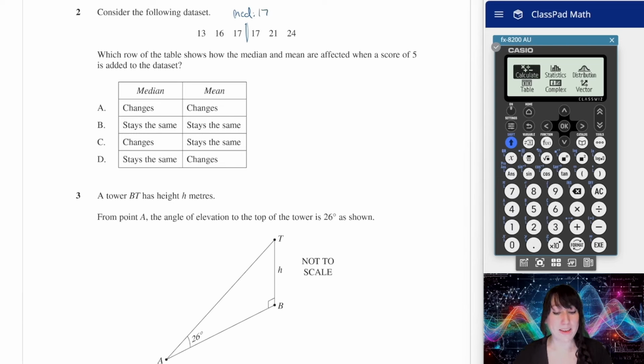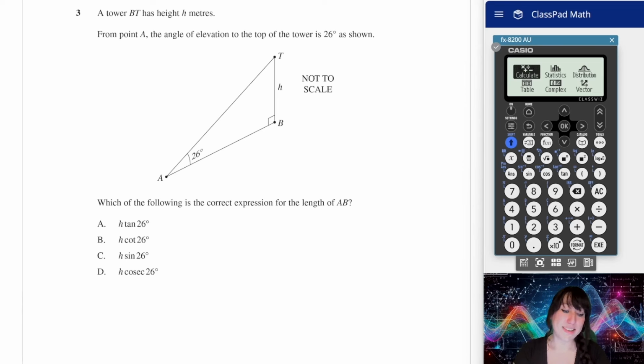Now, if we add a score of 5, it would be the lowest score in the set. So it would go here, and the median would then become the score in the middle, which is this score, which is also 17. So by adding 5 to the data set, the median doesn't change. Now with the mean, 5 is definitely going to be below the mean because it is lower than the rest of the scores. The calculation for the mean includes all of the scores in the dataset. And so unless we're adding a score that is the same as the mean, then by adding a new score to the set, it will change the mean. So the correct answer will be D, which says that the median stays the same while the mean changes.